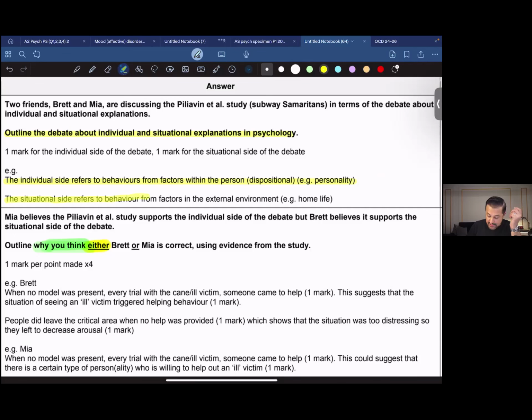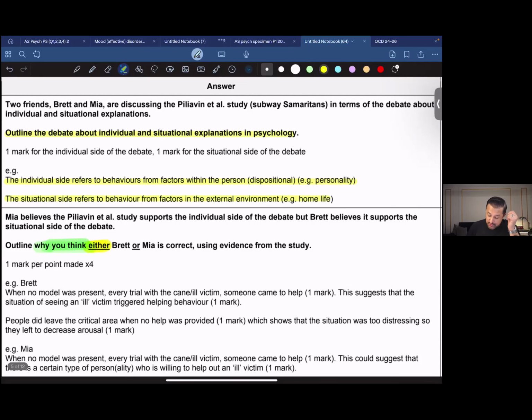The situational side refers to behaviors from factors in the external environment, could be home life, could be a carriage, or for that matter anything else, right? Anywhere else, rather. So, moving on, Mia believes the Piliavin et al. study supports the individual side of the debate, but Brett believes it supports the situational side of the debate. Outline why you think either Brett or Mia is correct using evidence from the study.